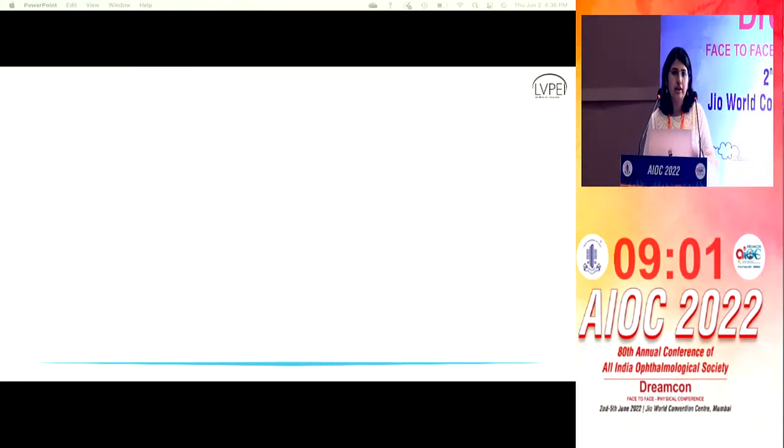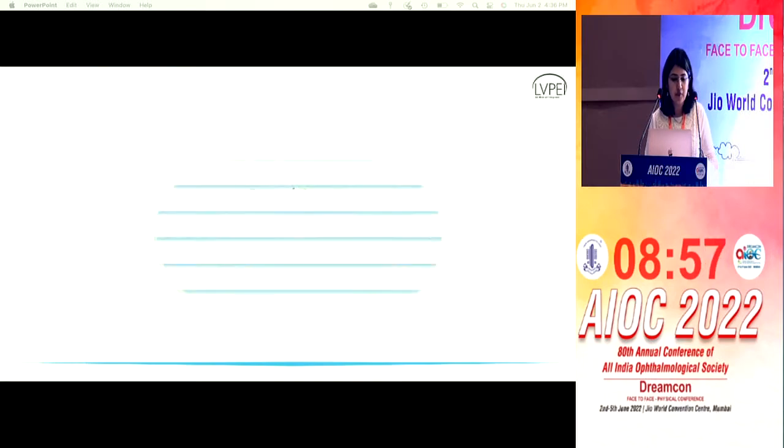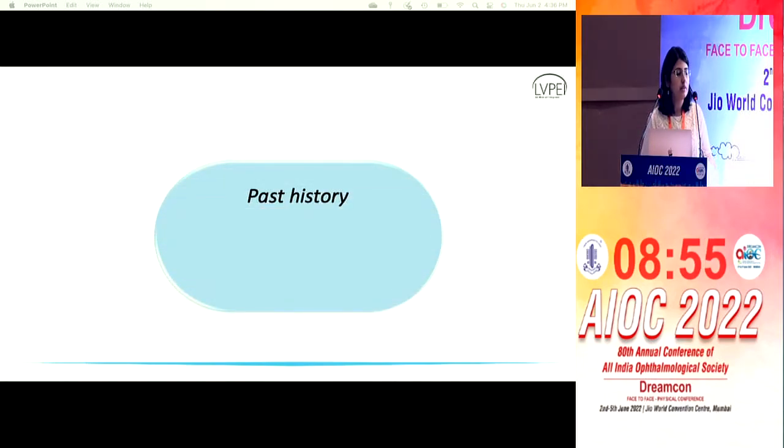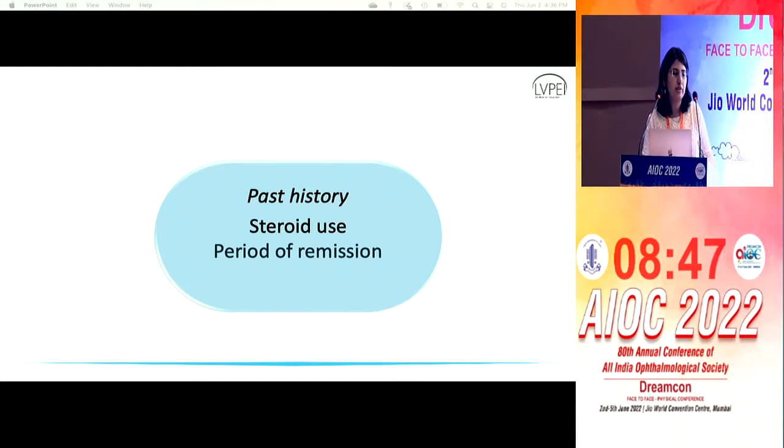Now, when we are trying to decide if the patient has an intermittent or a chronic disease, we have to obtain a very thorough past history, especially in terms of prior use of steroids and the response to them. We need to ask the patient if they have used steroids, whether they were symptomatically better with them, and once they stopped, how quickly they relapsed. This will give us a fairly good idea if the disease is intermittent or chronic in nature.